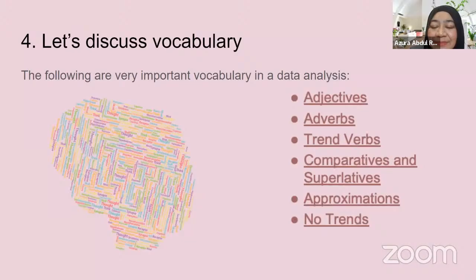What are trend verbs? We'll get to this after this, if no one's going to answer that. Movement. Yes, that's right. Excellent. What are comparatives and superlatives? The comparison words like tall, taller, and tallest. Exactly, Daniel. Excellent. How about approximations? Okay, we'll discuss this a bit later also. It's more like one third, 30%.